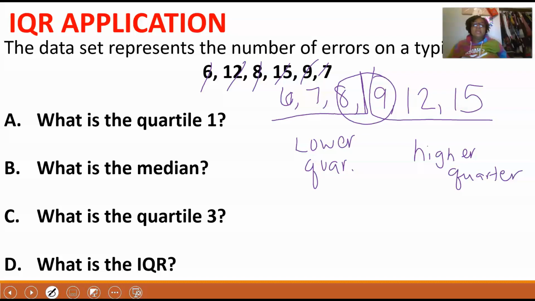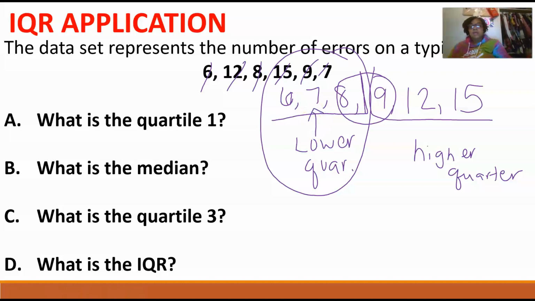You need to know what the median is for quartile 1. So for the lower half, or the lower quartile, you need the middle number. What is the median for quartile 1? That number is 7. So the 7 is actually quartile 1. And quartile 3 is 12.